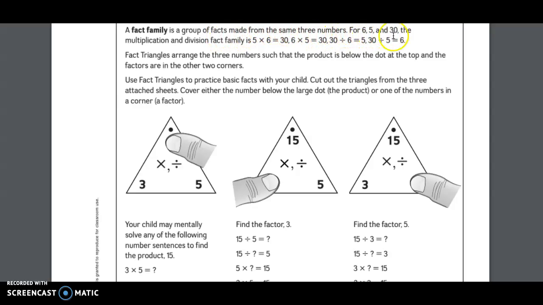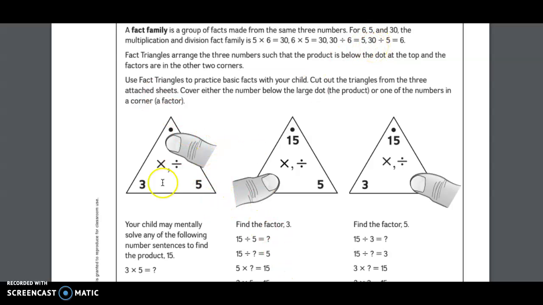For 6, 5, and 30, the multiplication and division fact family is 5 times 6 equals 30, 6 times 5 equals 30. If you notice, the 5 and 6 are just flip-flopped, but they mean the exact same thing. It equals 30. Then remember, we take that largest number and we divide it. So 30 divided by 6 is 5, and 30 divided by 5 is 6. See, those two numbers are mixed up again, just flip-flopped. And when we divide, it's always that biggest number first.